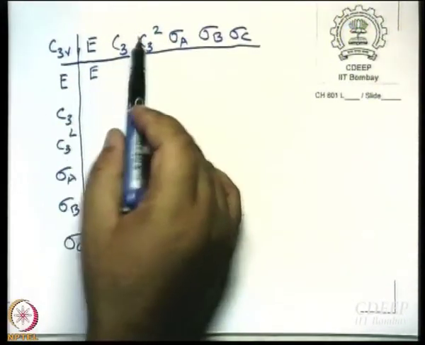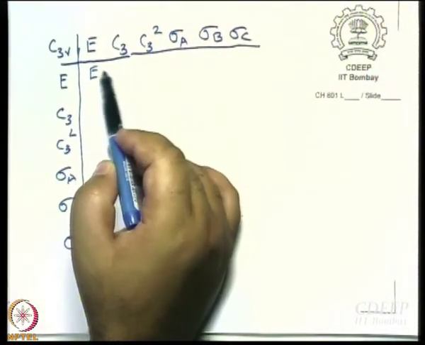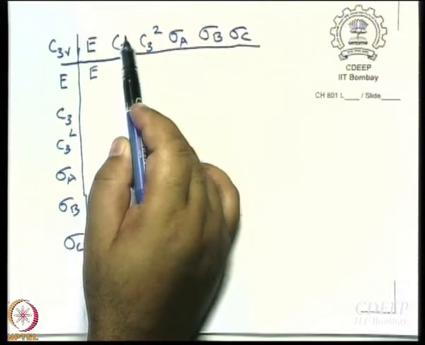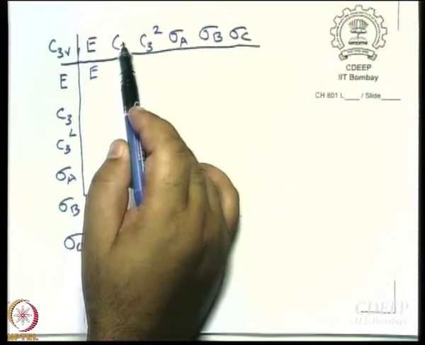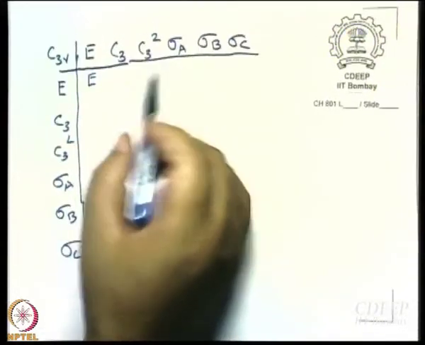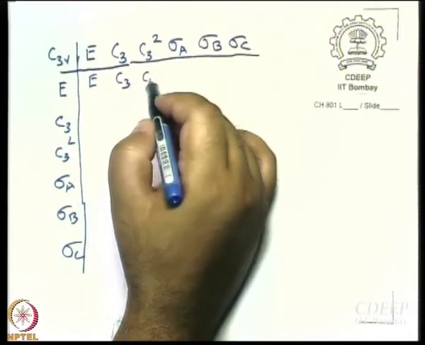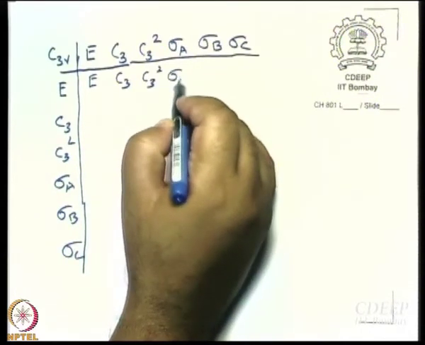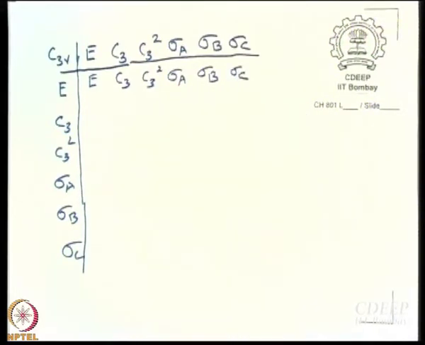What is the next one? Actually, it's EC3. C3 operates first, right? Then E operates afterwards. That's how we write it, right? So this is C3, and I think by now you'll not disagree with me if I go ahead and write this. Okay, and similarly, I think you understand how to write the first column.